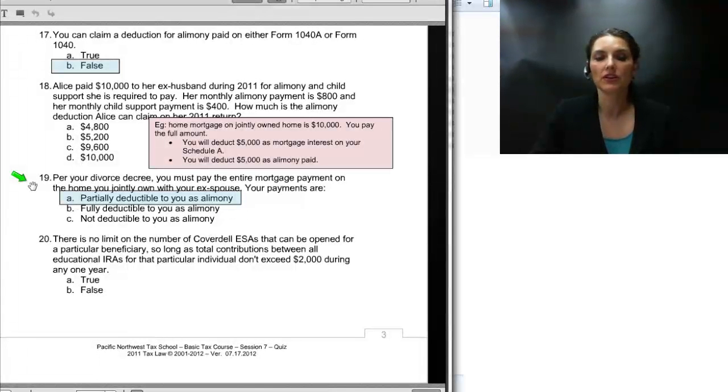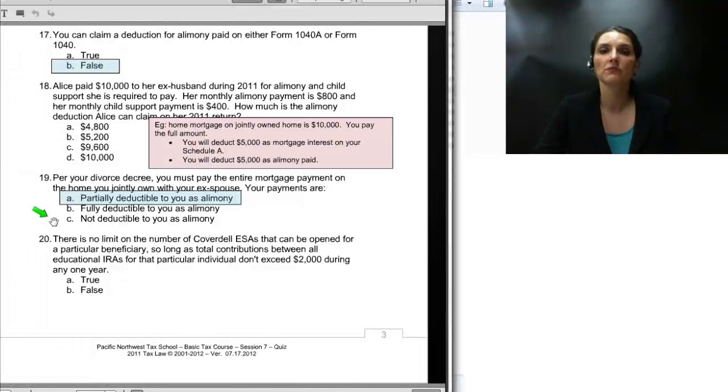Per your divorce decree, you must pay the entire mortgage payment on a home you jointly own with your ex-spouse. Your payments are A, partially deductible to you as alimony, or B, fully deductible as alimony, or C, not deductible to you as alimony? Well, if you go to Pub 17 and read up the instructions on what to do in the case of paying the full mortgage payment on a house that's jointly owned by you and your ex-spouse, you will see that the answer is A, partially deductible to you as alimony.